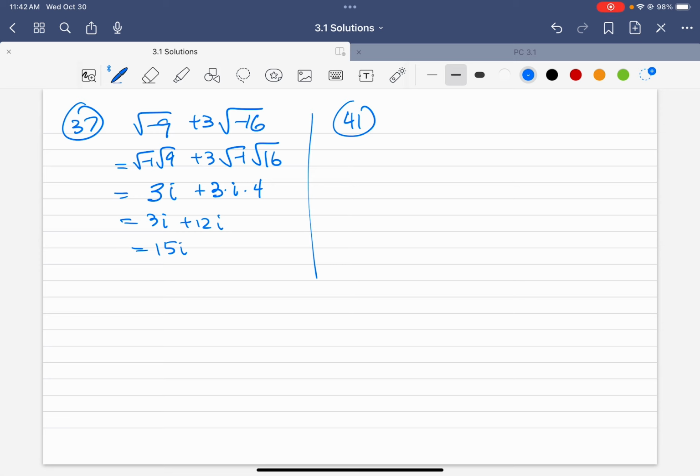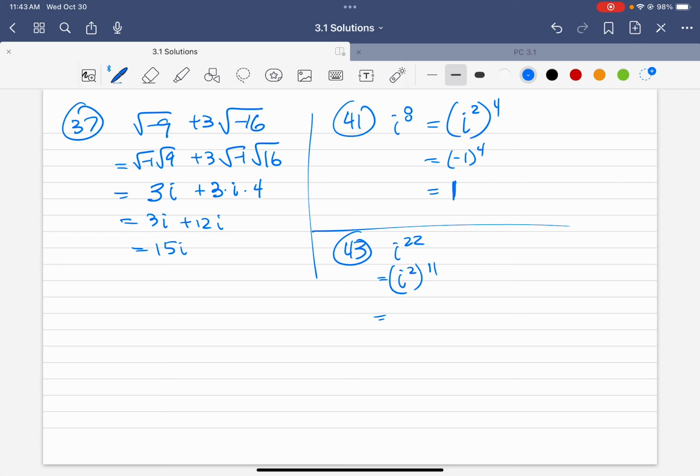41 is i to the 8th power, but that's just i squared to the 4th. But i squared is negative 1, so negative 1 times itself an even number of times is just a positive 1. Then, relatedly, 43 is i to the 22nd. Well, that's just i squared to the 11th. So it's negative 1 times itself an odd number of times, which is negative 1. Okay, then we're looking for 53.